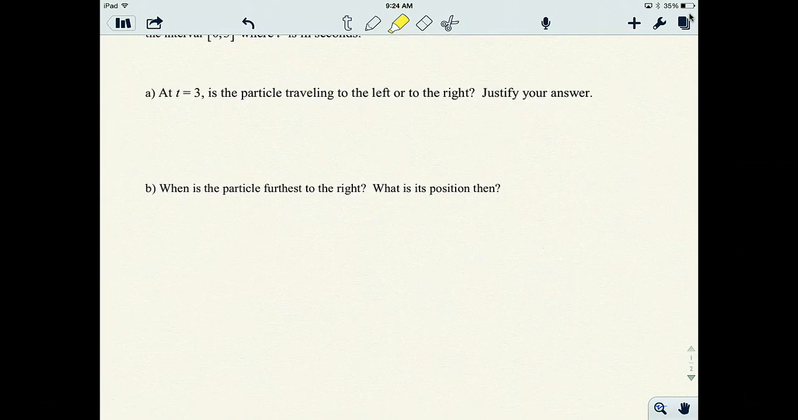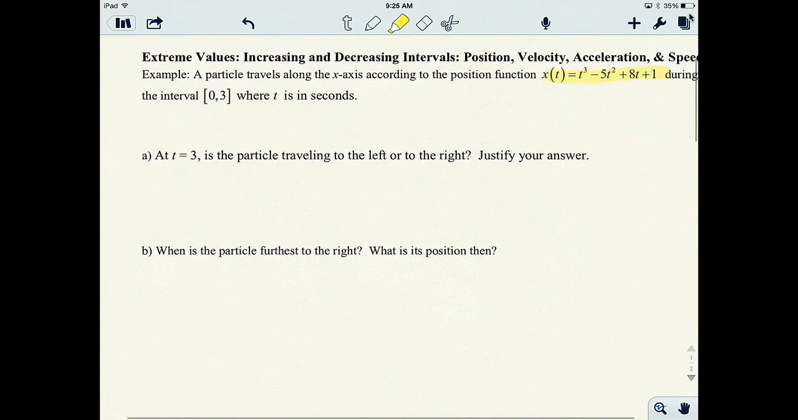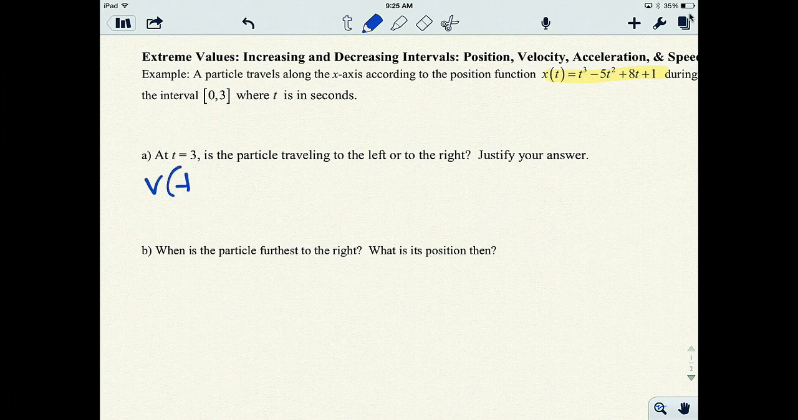Well, if I want to know if it's traveling left to right, I'm going to have to take the derivative to get the velocity function. And when I plug in 3, if I get a positive number, it's going to the right. If I get a negative number, it's going to the left. So the very first thing I'm going to do is take the derivative. You can see my function in the top right corner. My velocity at t is 3t squared minus 10t plus 8.